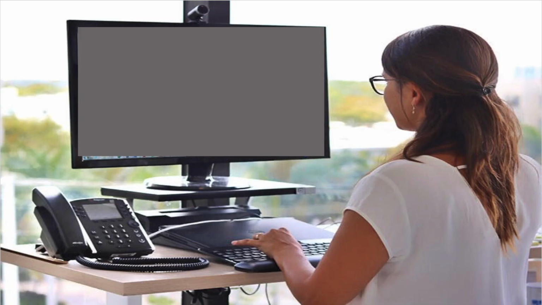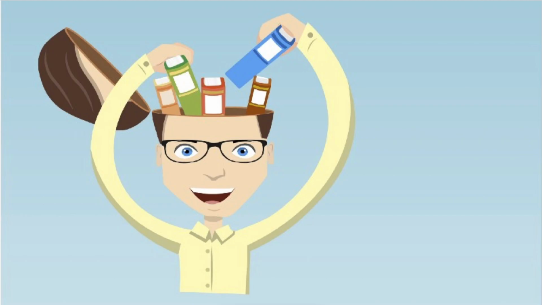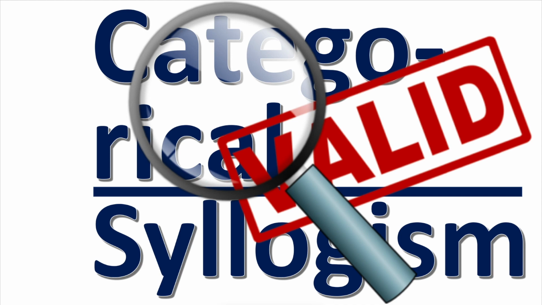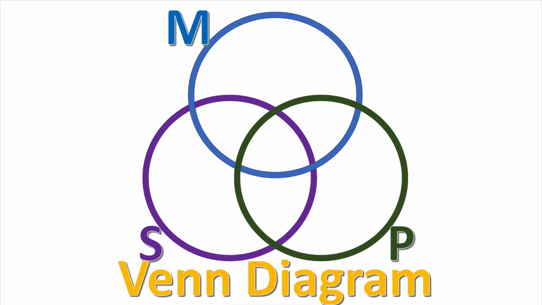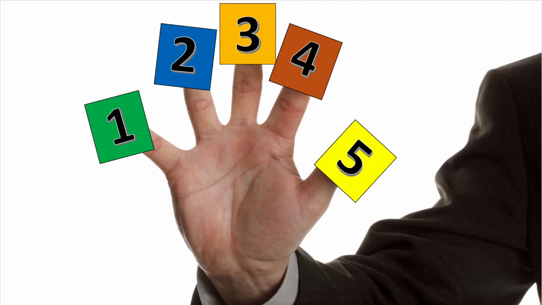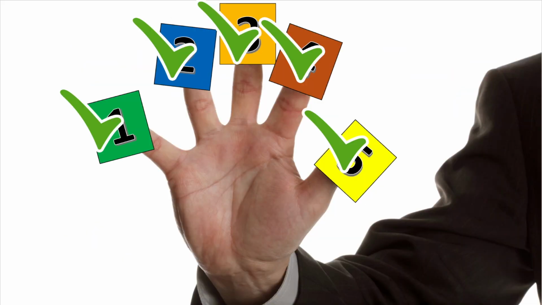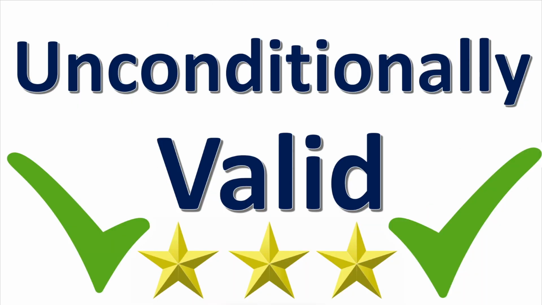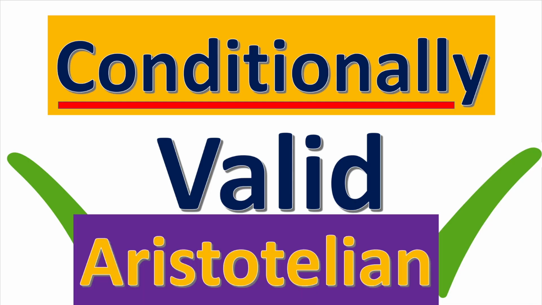In this video, I will introduce another way to check categorical syllogisms for validity. Now, you already know how to check them for validity by the form of the syllogism and by using the Venn diagram. Now you will learn how to check them for validity with the 5 rules method. That is, you can check the categorical syllogism to see if it breaks any of these 5 rules, and if it does not break any of these rules, then it is unconditionally valid. If it breaks only Rule 5, then it is conditionally valid from the Aristotelian standpoint.